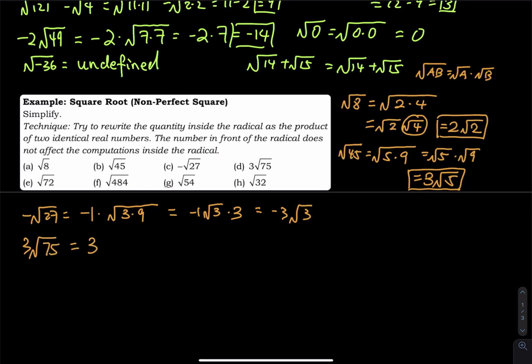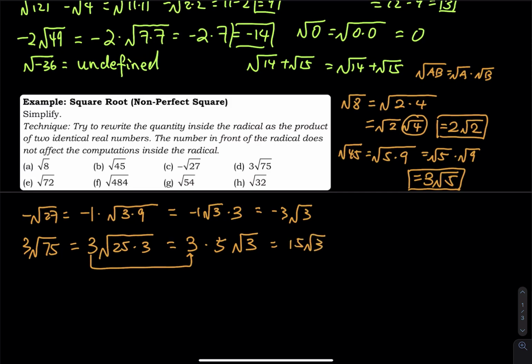So that is the square root of 25 times 3, right? The square root of 25 is 5. So 5 is now outside of the square root. And then this 3 stays inside. So we have 5 root 3.